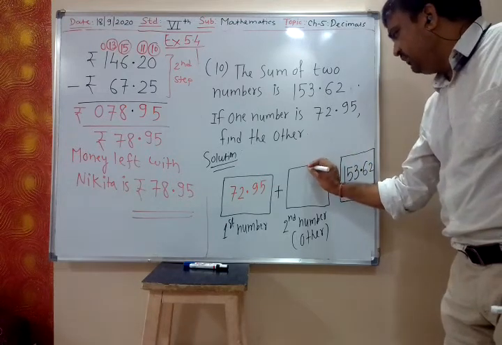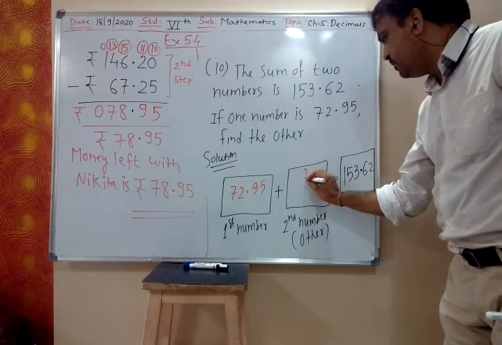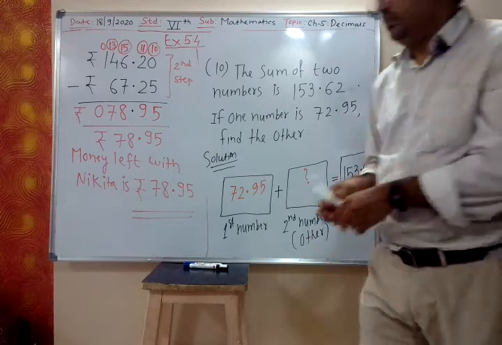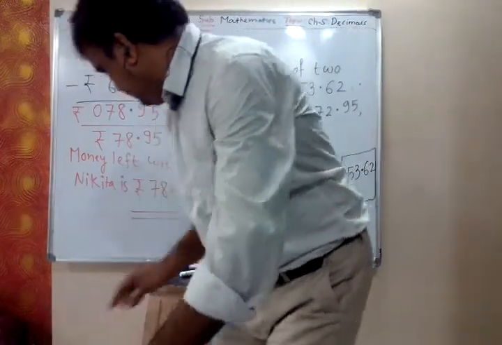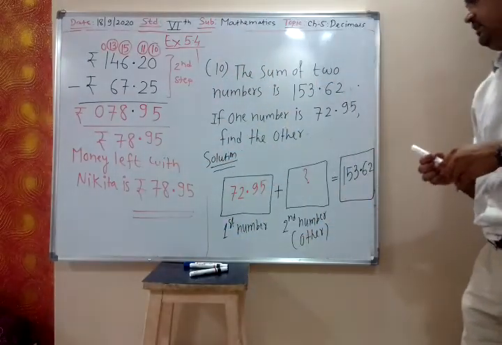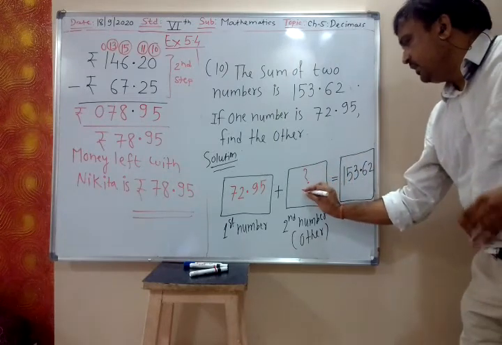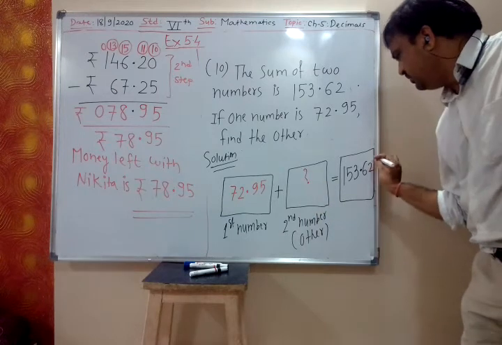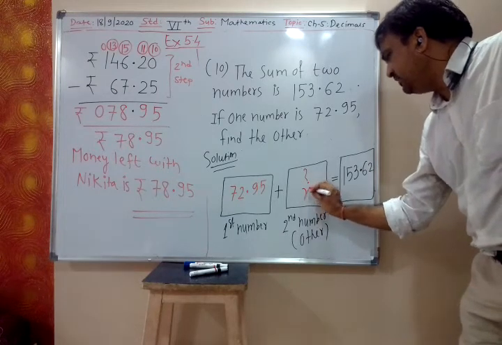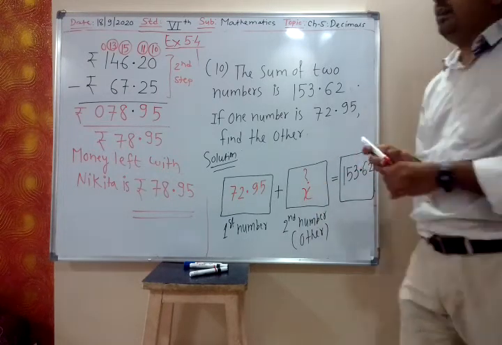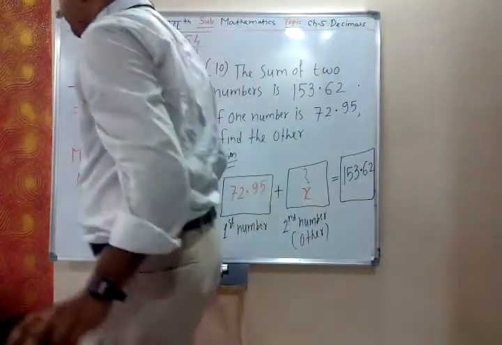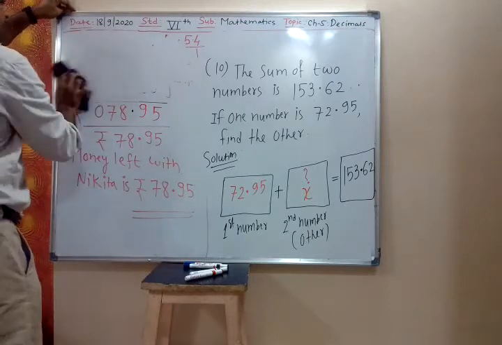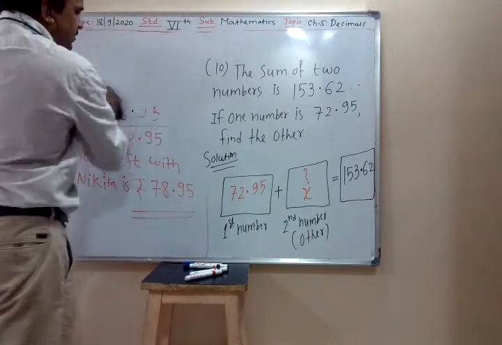Yes. We have to find this other number. That second number we have to find. Let that second number be written as x. Let the second number be x. X means we have to find. X is unknown to us.